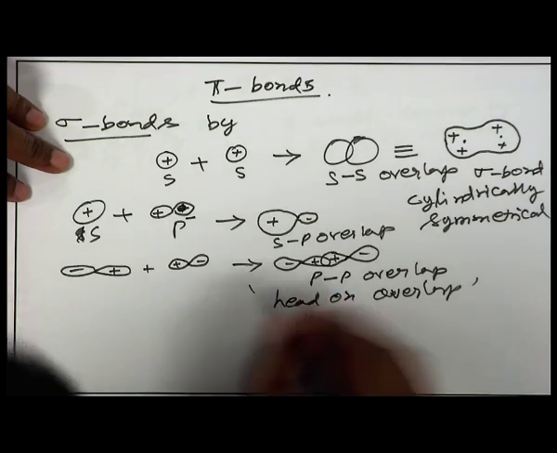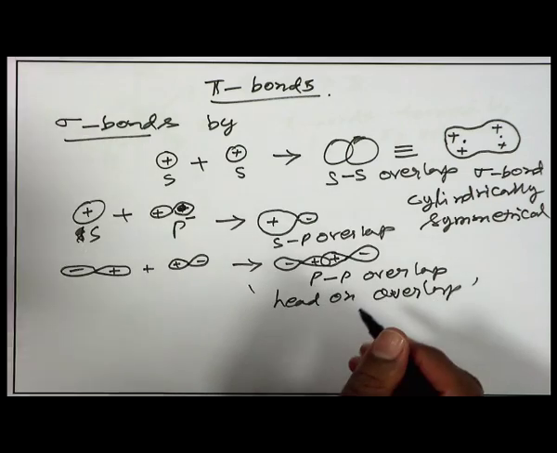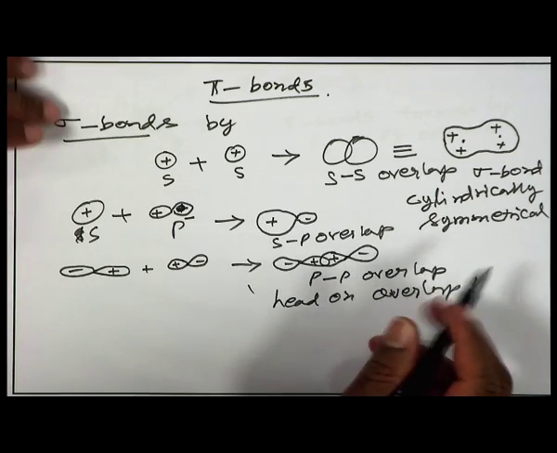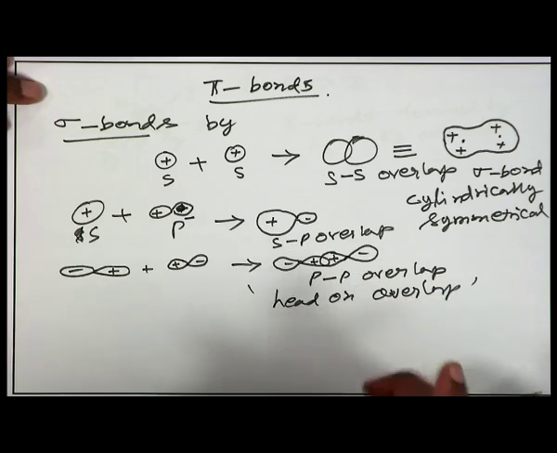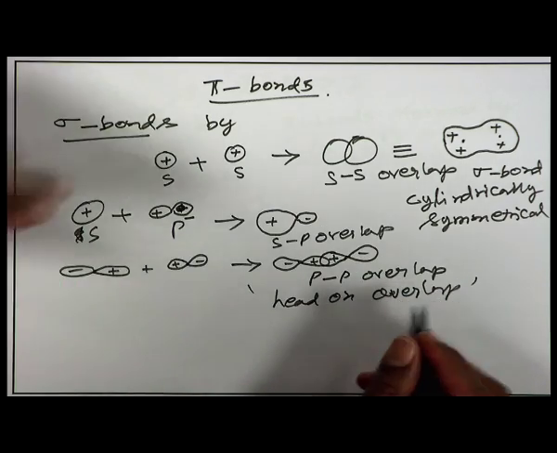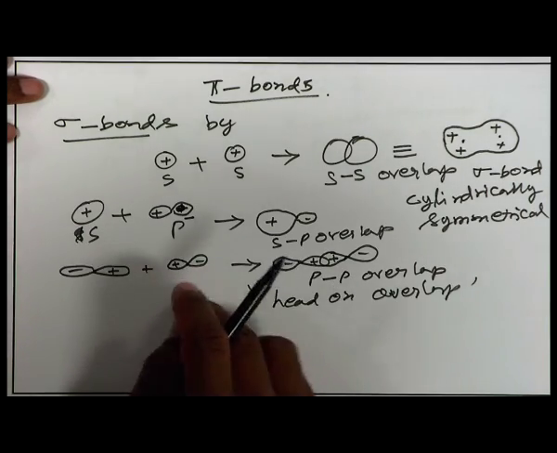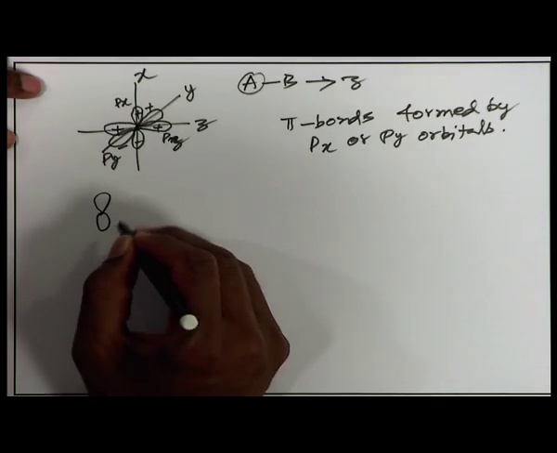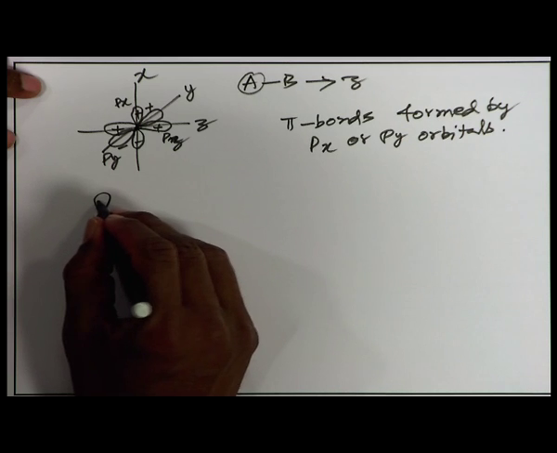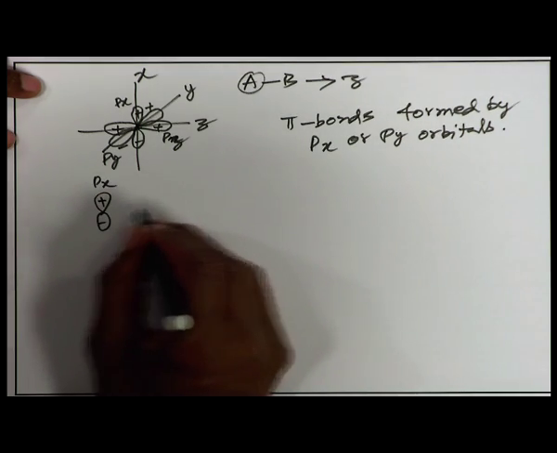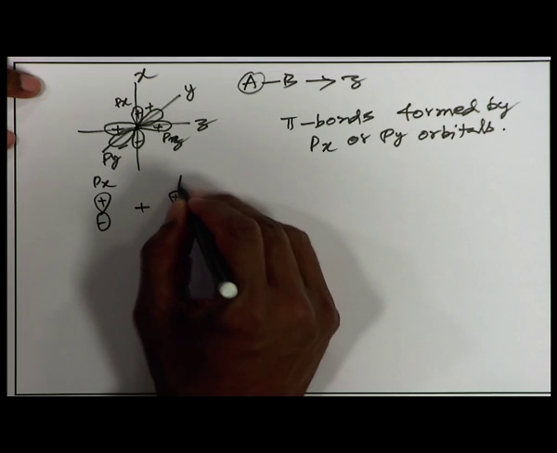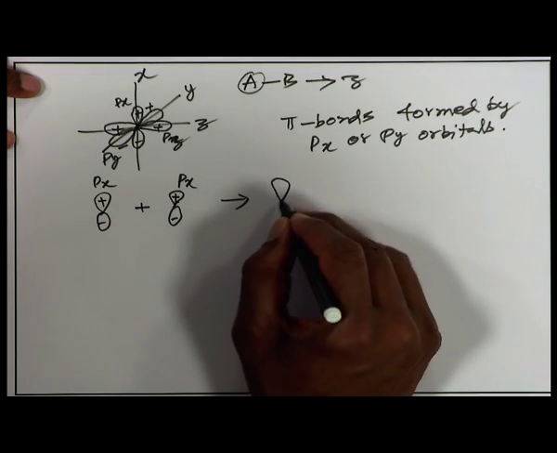This type of axial overlap is very good for forming a bond, and the overlap is more. As a result, the bond formed out of that is stronger and shorter. So, in general sigma bonds are stronger than pi bonds, because pi bonds are formed by parallel overlap. Let us say this is a px orbital combining with another px orbital, then you can have it like that.